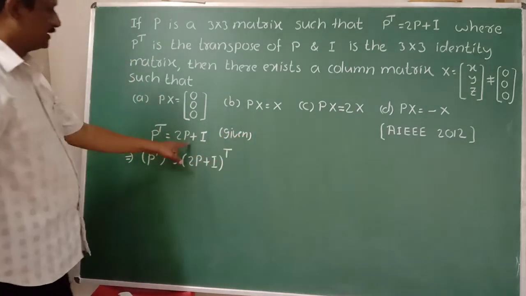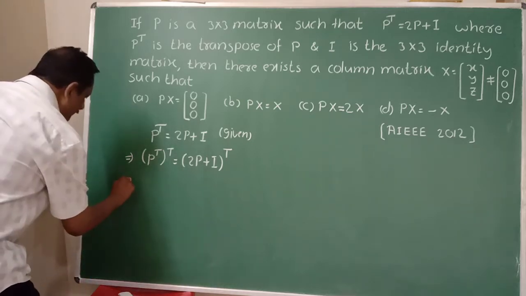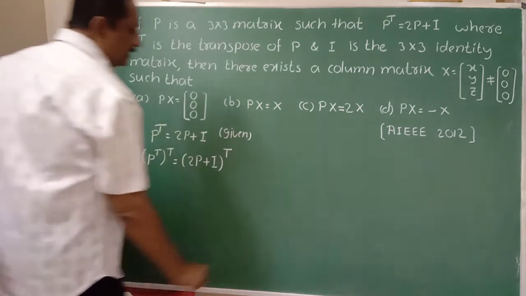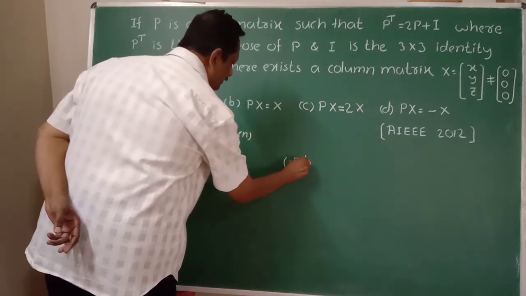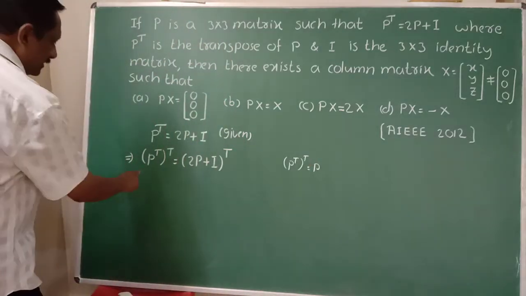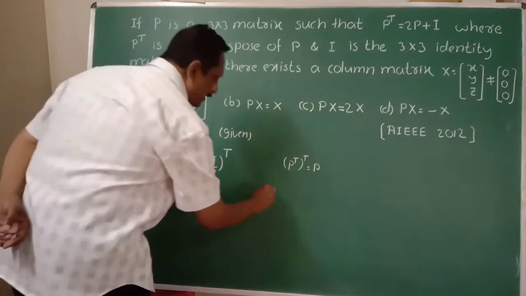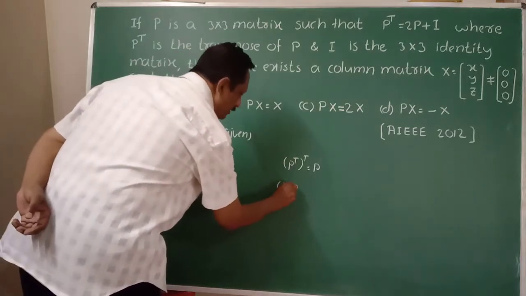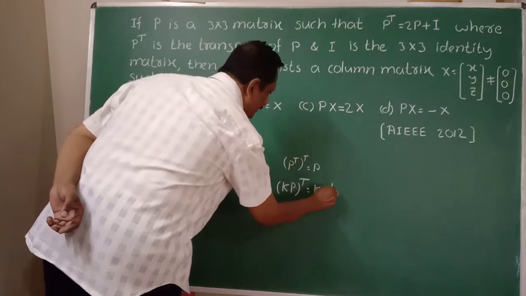This is a given result here. Taking its transpose here, this implies there is a property here. So the transpose of the matrix of P is again a P only. So P is equal to, and here K is a constant, K into the matrix of P. Its transpose is K into the transpose of P here.